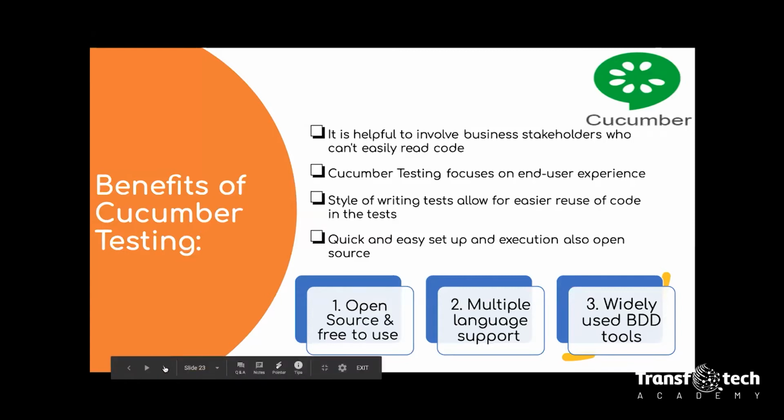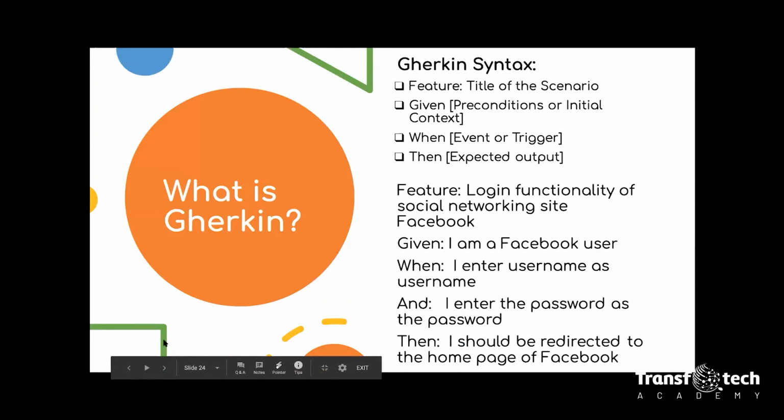My last topic is, what is Gherkin? Gherkin is the format for Cucumber. It is a domain-specific language that helps to describe business behavior without the need to go into detail of implementation. First one is Gherkin syntax, which is given, when, and then. And second one is a real-time example using Gherkin syntax. You can see this slide.